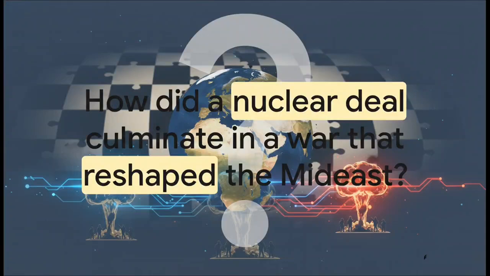So the big question is, how did we get here, right? How does a super complex nuclear deal and all these diplomatic chess moves just completely fall apart and end in an all-out war? Well, let's trace that path, step by step, from the negotiating table right to the battlefield.